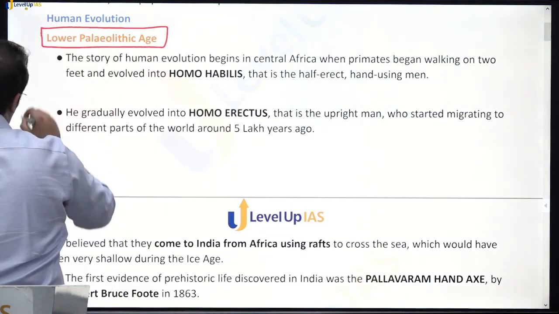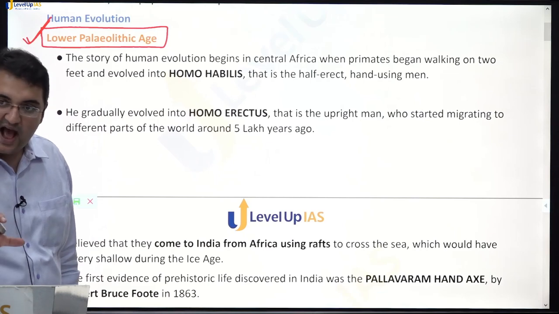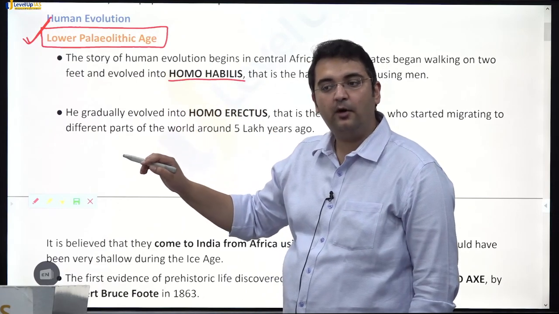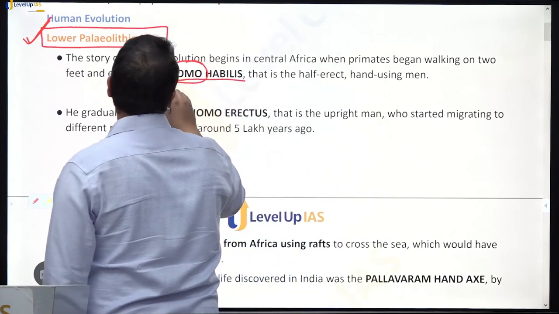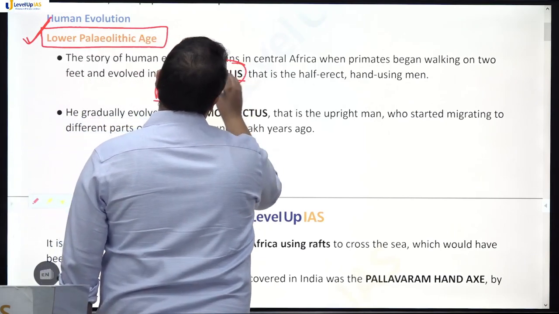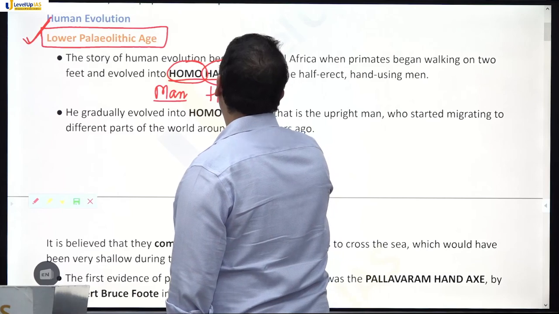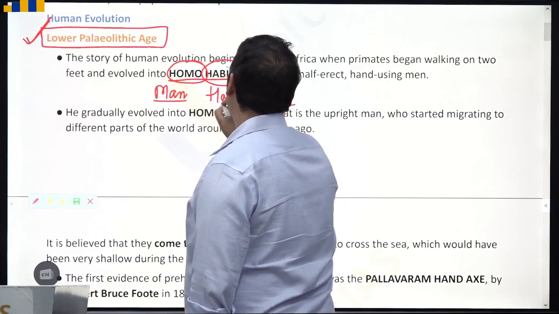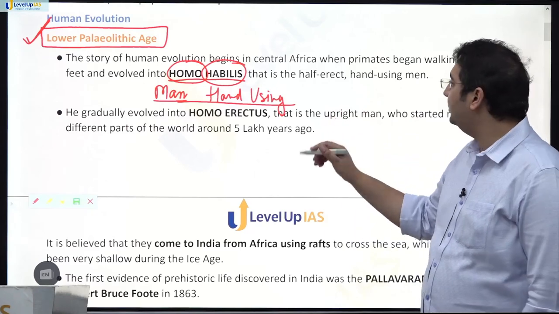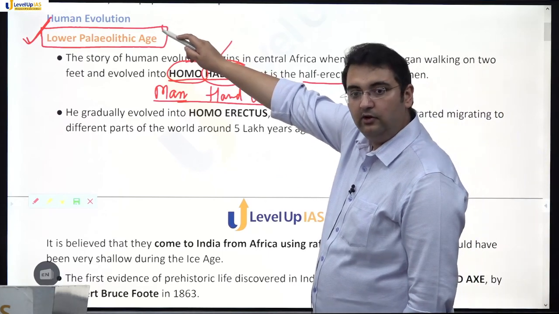Human beings started to evolve from primates during the lower Paleolithic age itself. ठीक है? In Central Africa, the earliest species of human beings known as Homo habilis evolved from primates. The word Homo in Latin denotes man, and habilis denotes the ability to use hands. ठीक है? So this was the hand using man, right? He did not have the ability to stand upright, completely straight. Therefore, he was only half erect. Okay? Iska emergence kab hua hai? Lower Paleolithic age.